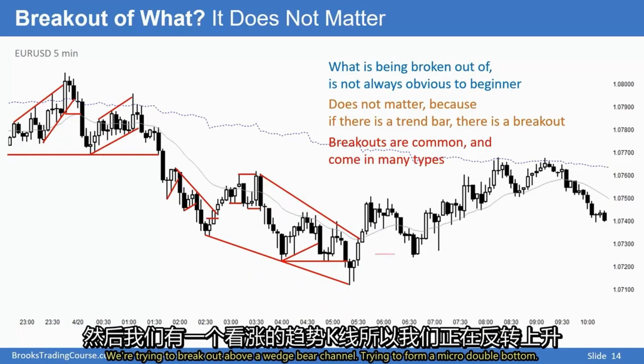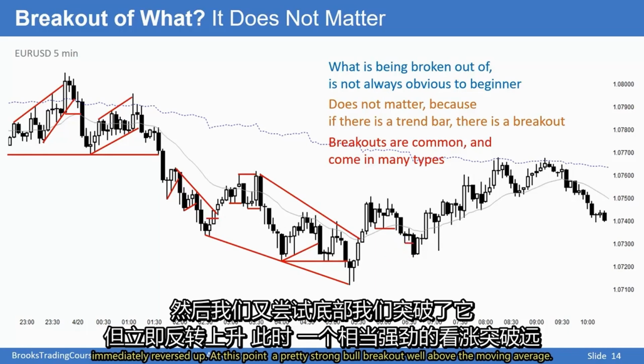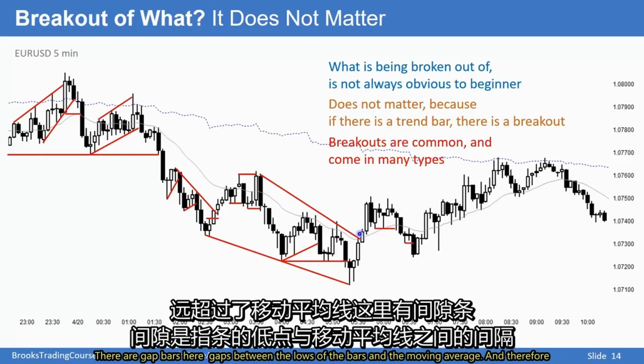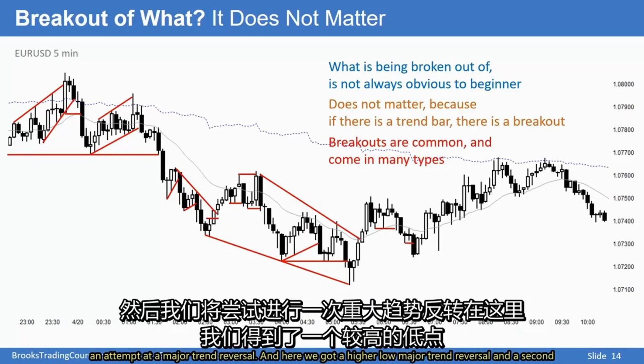Trying to form a micro double bottom. Got a bear breakout. And then we have another attempt at a bottom. We broke below it, but immediately reversed up. At this point, a pretty strong bull breakout, well above the moving average. There are gap bars here, gaps between the lows of the bars and the moving average. And therefore, the sell-off that tests the low of the bear trend probably will be the final leg down before we get an attempt at a major trend reversal.